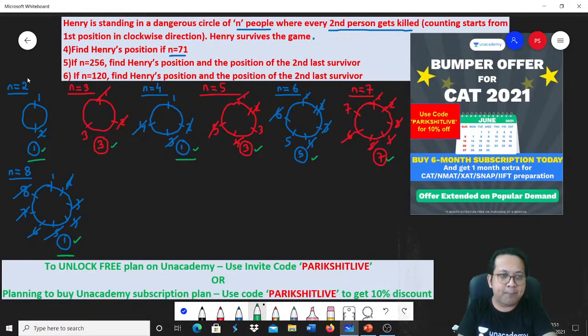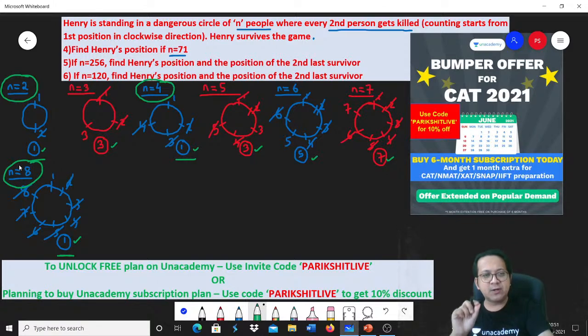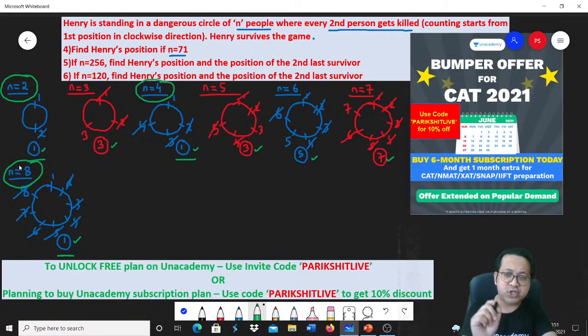What is 1? Whenever the number of people is a power of 2, remember, n is equal to 2, answer is 1. N is equal to 2 square, answer is 1. N is equal to 2 cube, answer is 1. Whenever the total number of people is a power of 2, your answer is 1. That's the only derivation you can do.